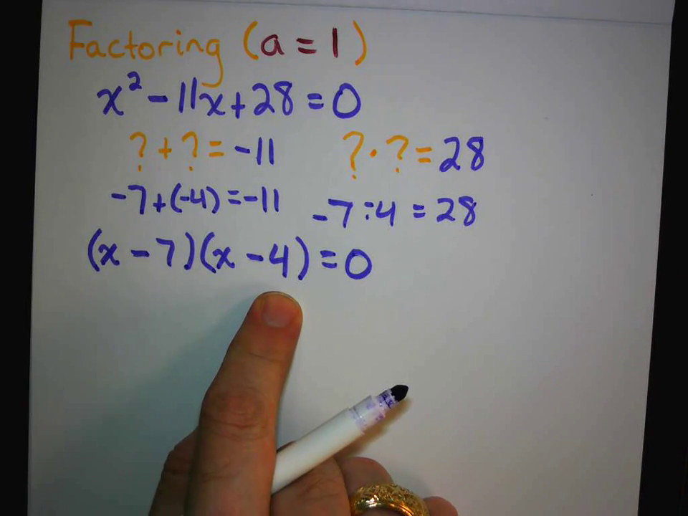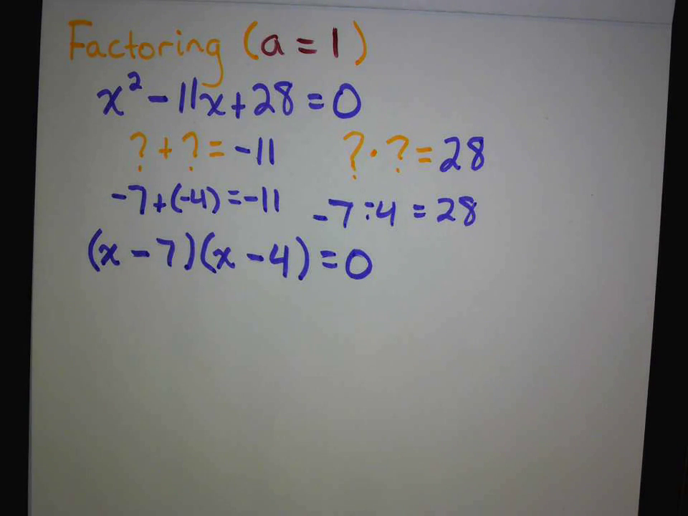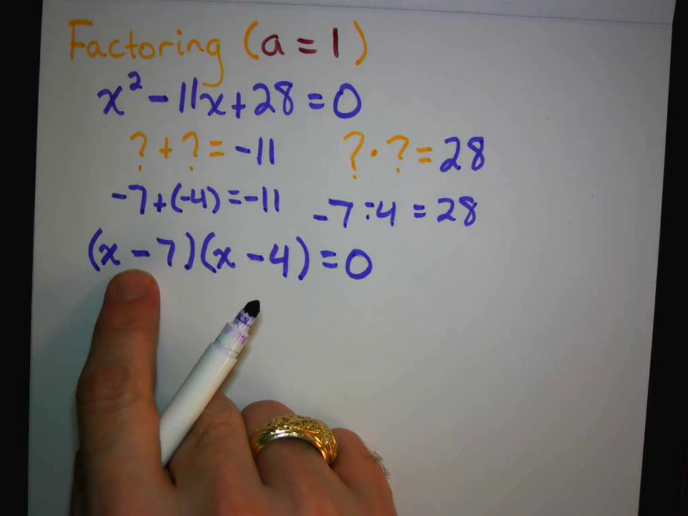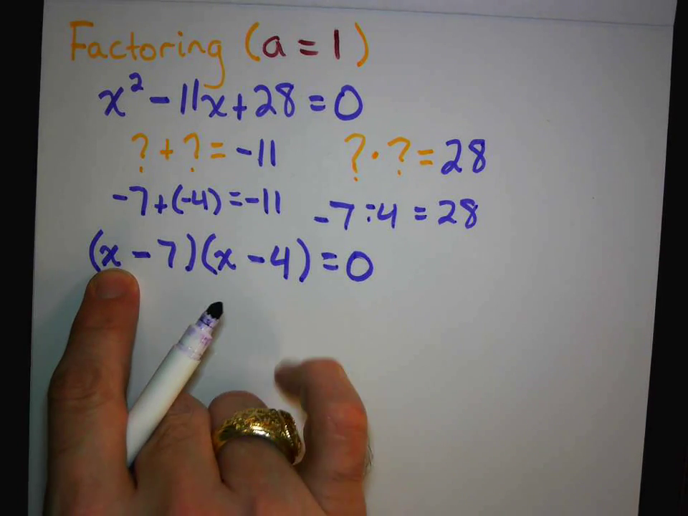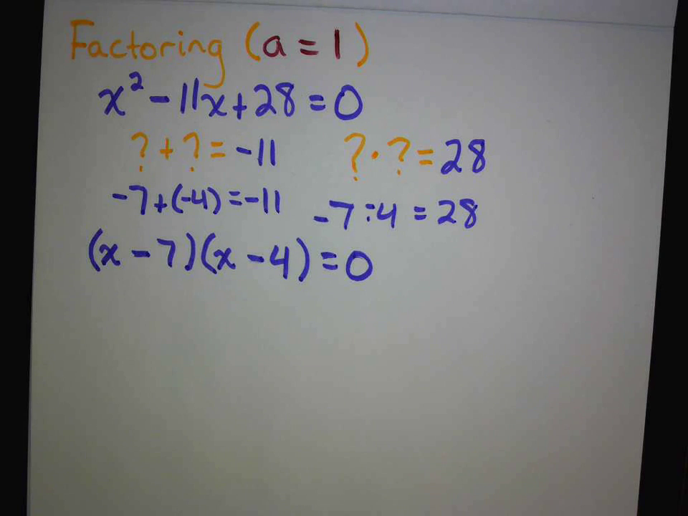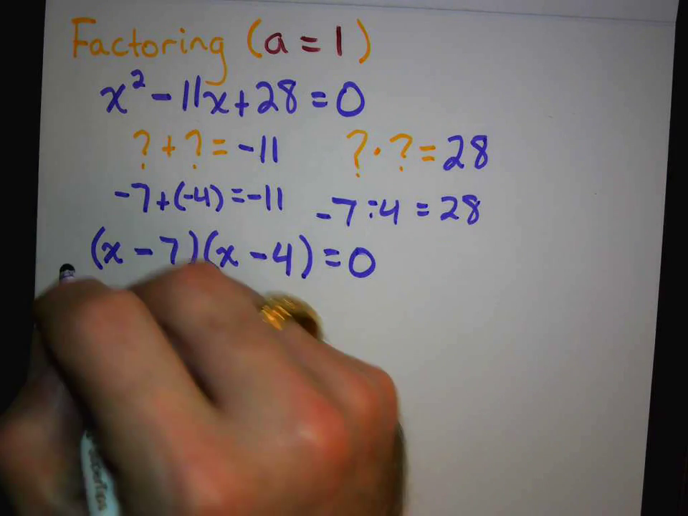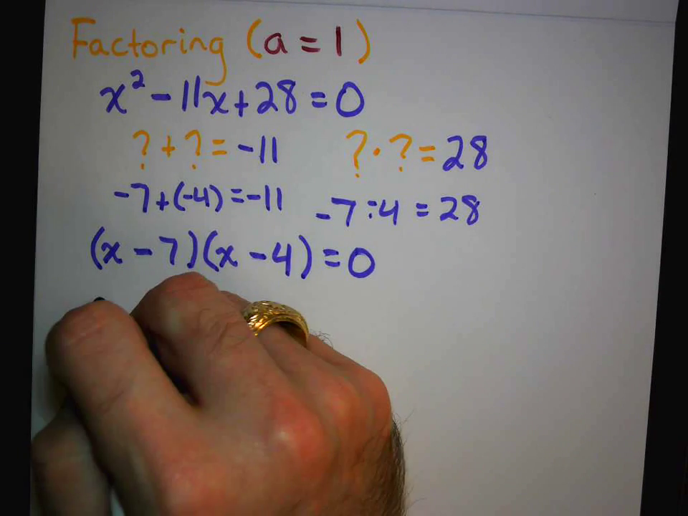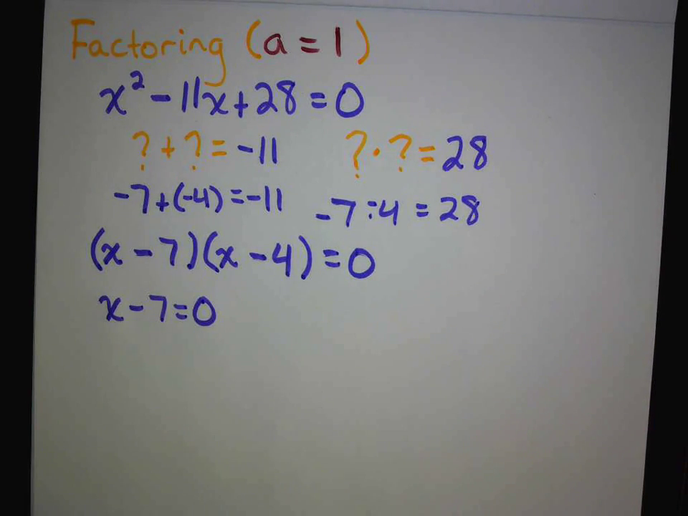Now, if I have two things multiplied and they equal 0, then one of the things that I'm multiplying has to equal 0. So if x minus 7 equals 0, then the whole equation will equal 0. And if x minus 4 equals 0, the whole thing will equal 0. So what I do is I take each factor that I came up with, and I set that equal to 0, and I solve for x.